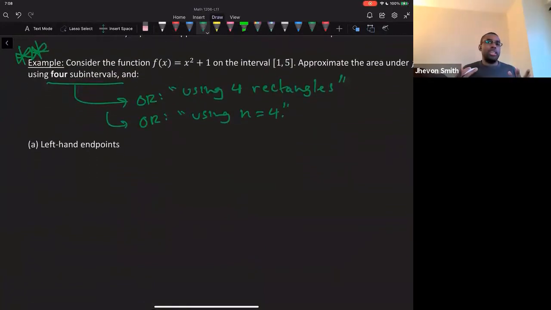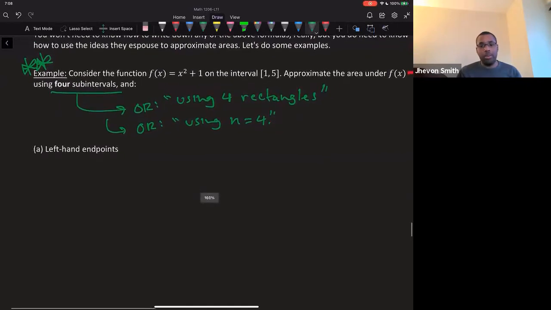Our function here is actually x squared plus 1, and I'm on the interval 1 to 5. So how are you actually going to do a problem like this? Let me just take a step here and then get to it. Here's what you're going to do.